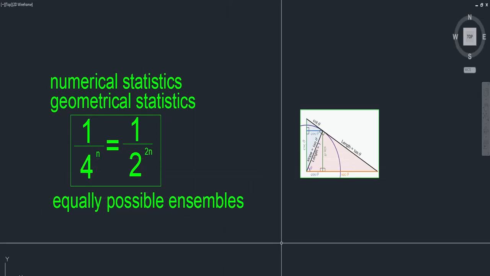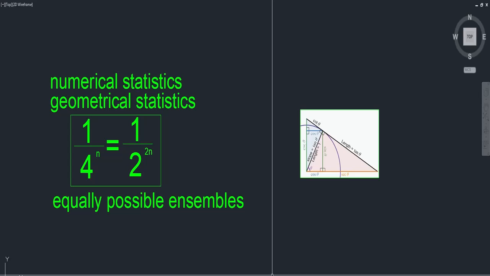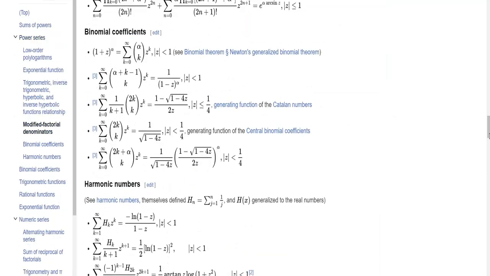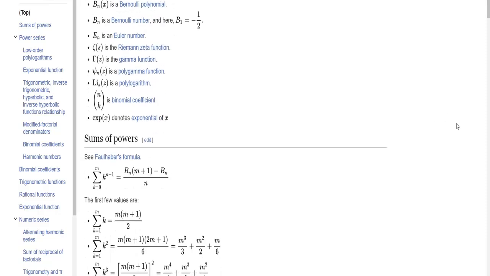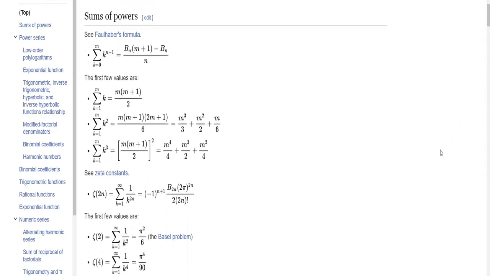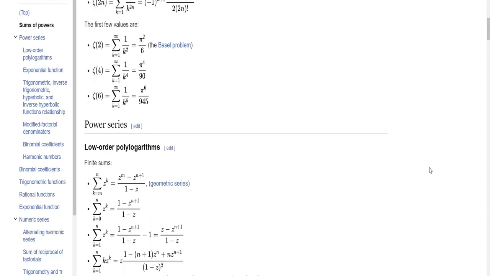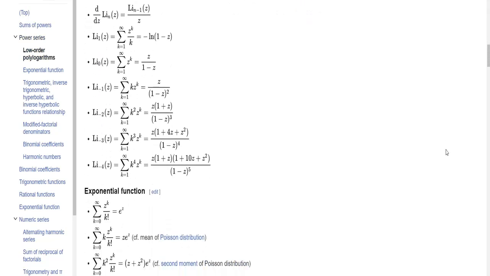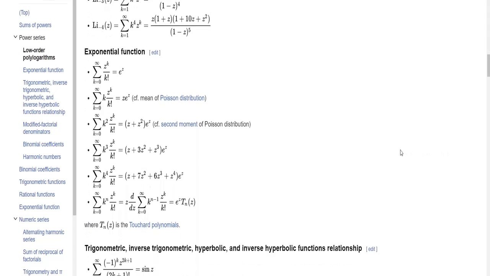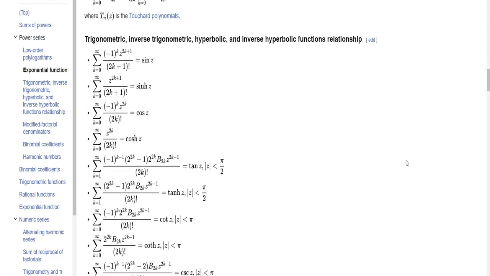Numerical statistics versus geometrical statistics, equally possible ensembles. We see 1 by 4 to the power n is so common in our real world, and whenever we see any formula, we will see that 2 to the power n, 2 to the power 2n, 4 to the power n, k to the power 3, some factors are always there, where k to the power 6. These kind of factors we always find in our numerical calculation, and always these kind of things are in denominator or as factors which talk about the possibility conditions.